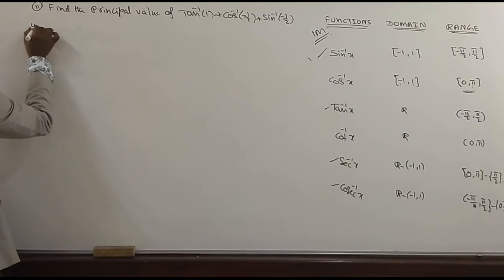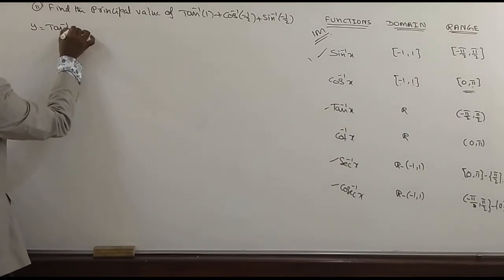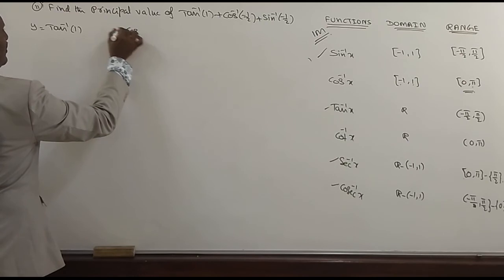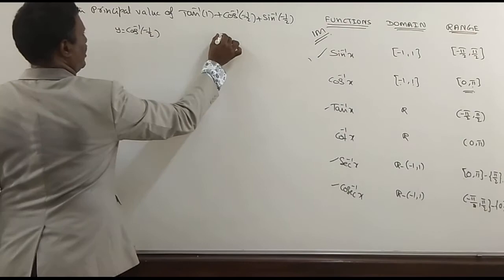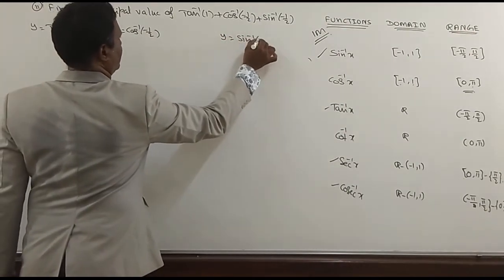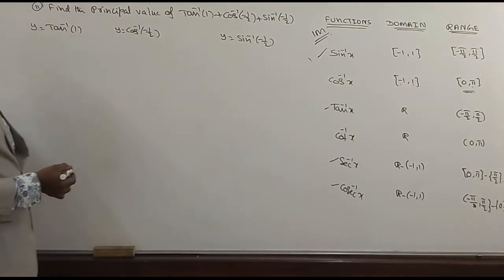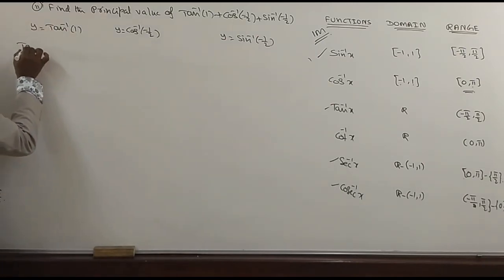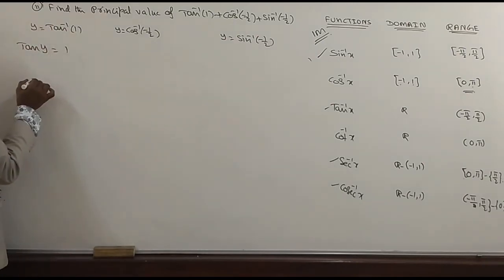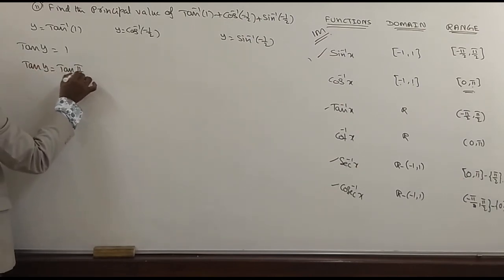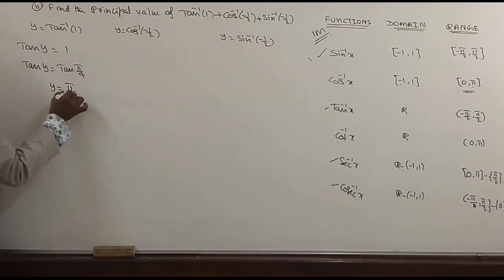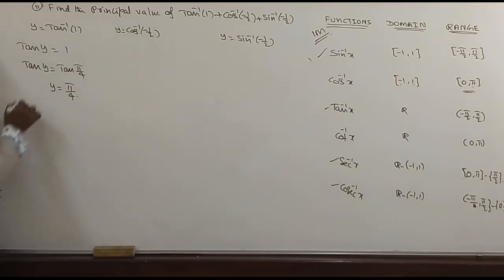First I will take y is equal to tan inverse 1. Next I will write y is equal to cos inverse of minus half. Next I will write y is equal to sin inverse of minus half, separately. Now taking tan on the left hand side, we can write tan y is equal to 1. Tan y is equal to 1, in terms of tan, we can write tan pi by 4. Therefore the value of y is pi by 4. So we can write tan inverse 1 is equal to pi by 4.